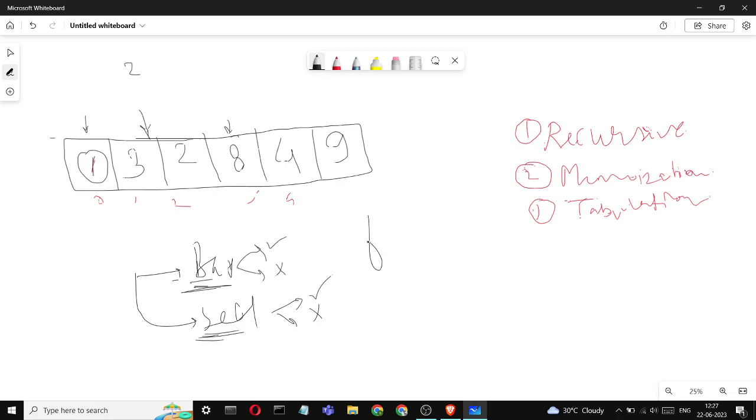So how will this recursive function look? Index we will pass, and with this I will pass this buy. This buy will have two values. If this is a time of buying, I will indicate that with 1.